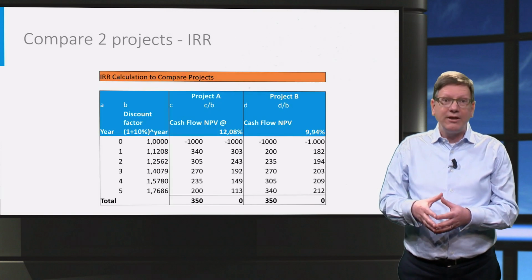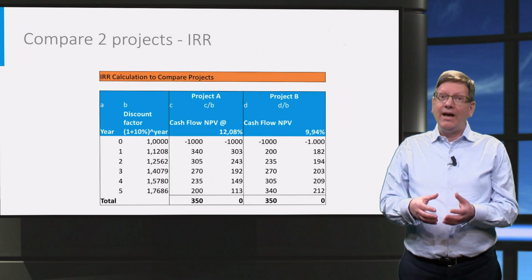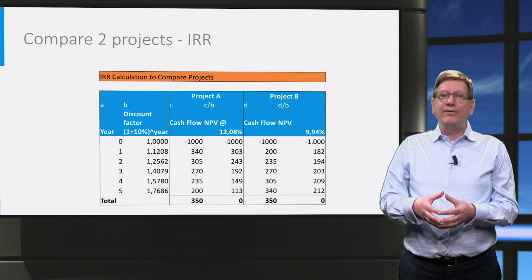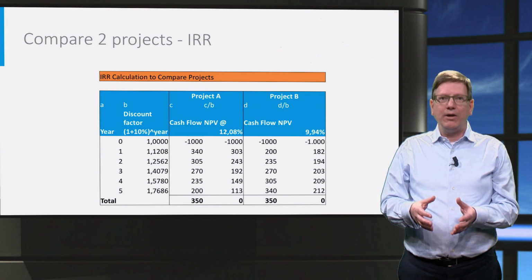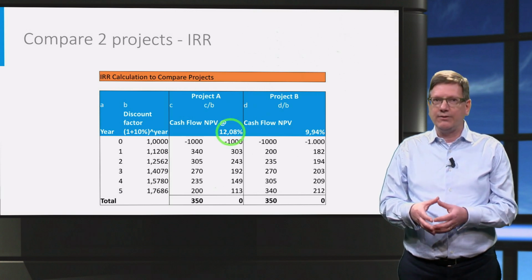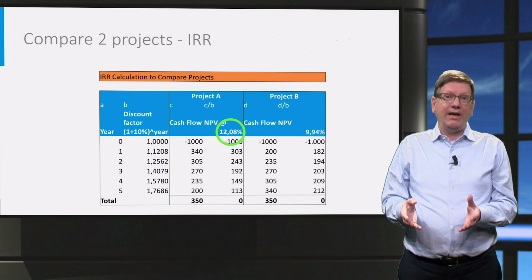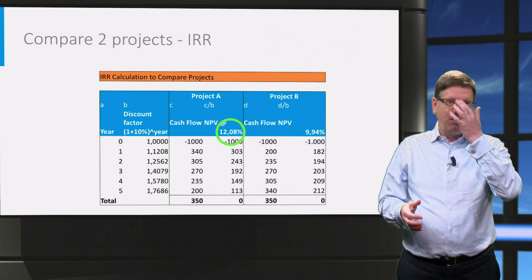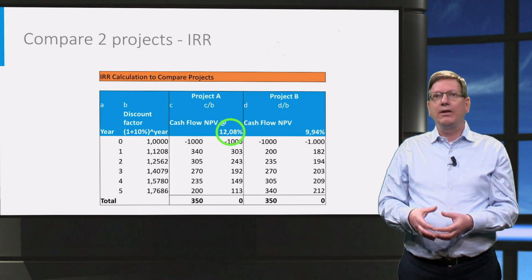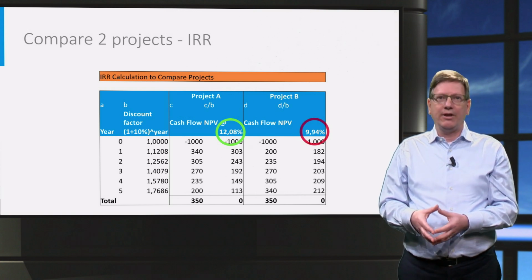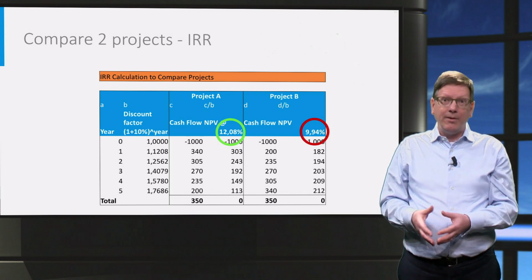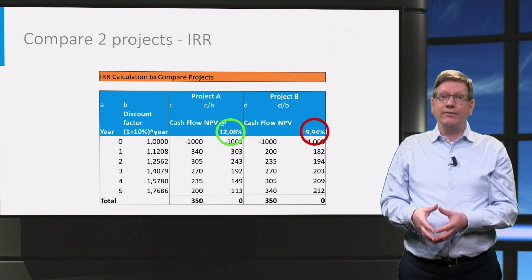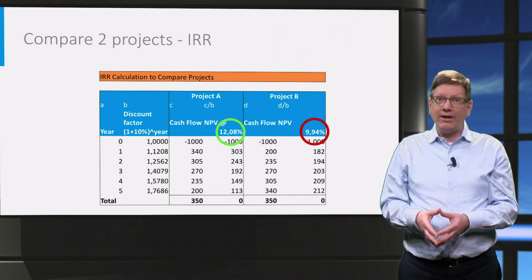Let's look at our two projects again. Project A has an NPV of 0 if the cash flows are discounted at 12.08%. Therefore, Project A has an IRR of 12.08%. Project B's IRR is 9.94%. That shows again that Project A is the more attractive of the two, and it quantifies by how much.